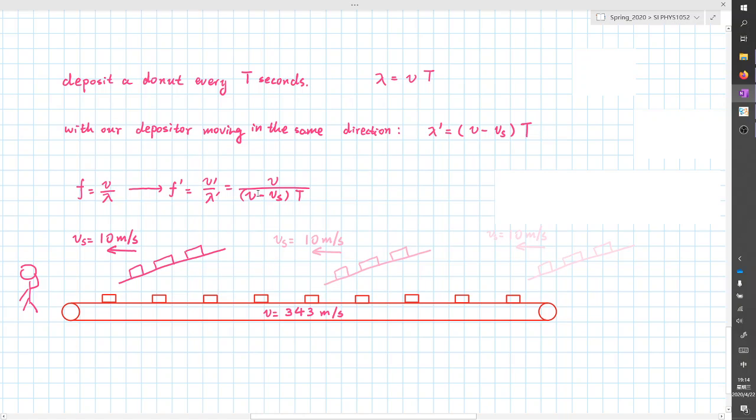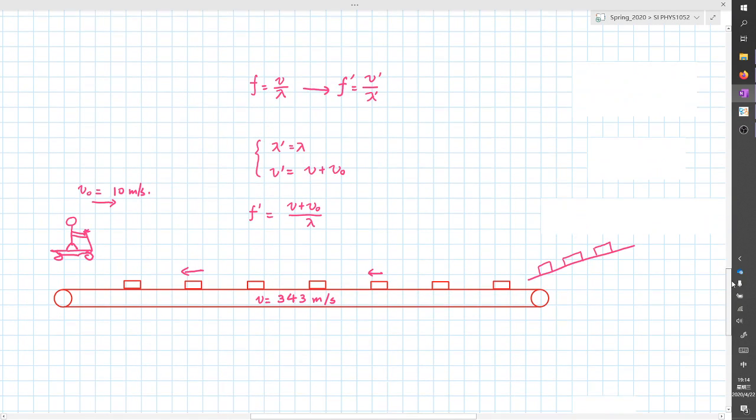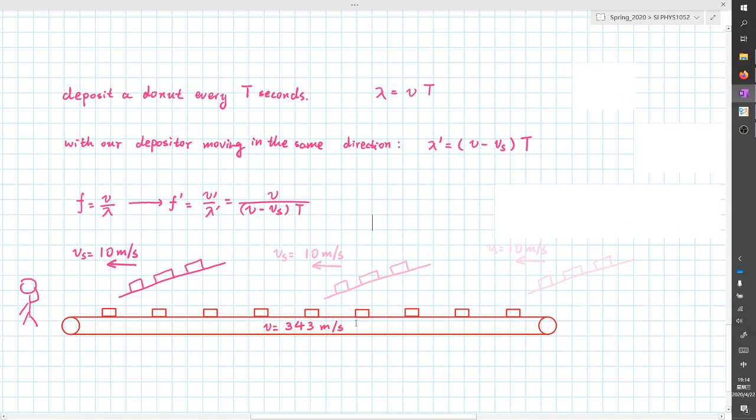So what is this equation telling us? Unlike the previous case, where the observer riding a scooter has nothing to do with the conveyor belt setup, aka the wave, and is not affecting the wave at all, when the source is moving we're actually creating different waves, because the distance between each wavefront, the wavelength lambda prime, is now shrinking a little due to our depositor, our source, moving.